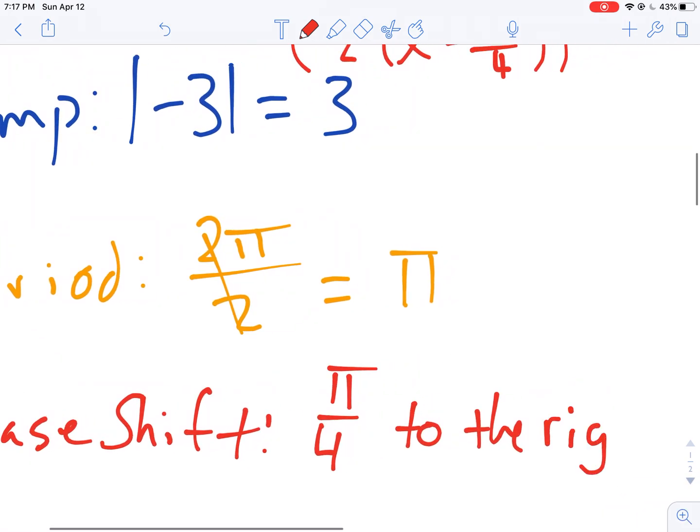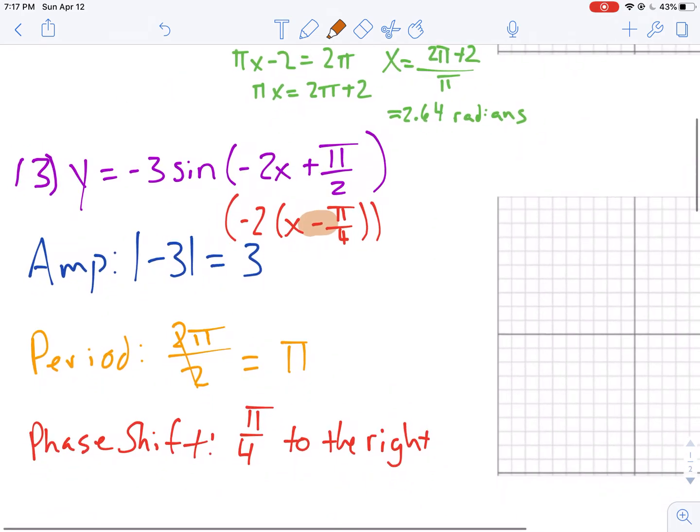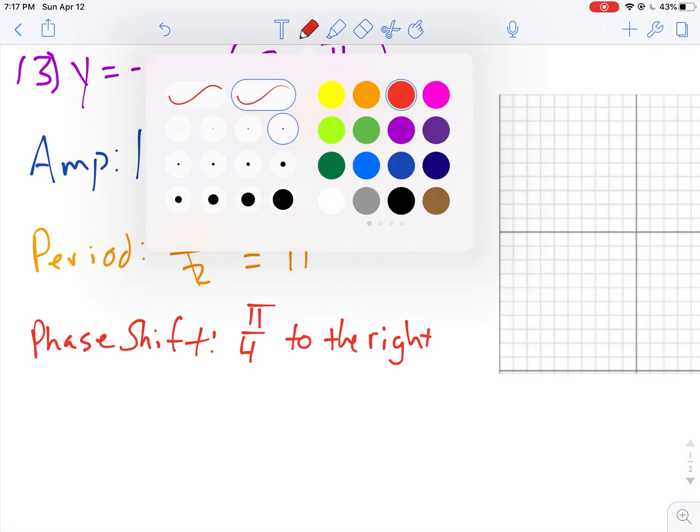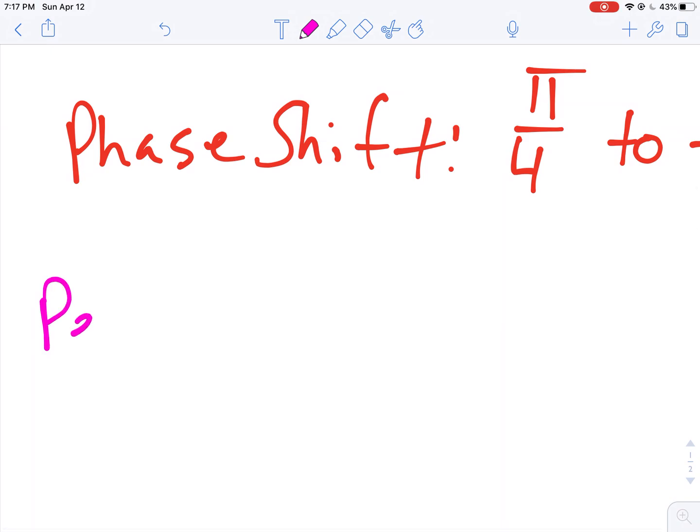Because after I factored out that -2, I still have that negative up here. So since I have that negative up here, that means it's a pi over 4 phase shift to the right. And we're going to see that a little bit easier when I do this. So now let's go ahead and look at where my period should start and where my period should end.